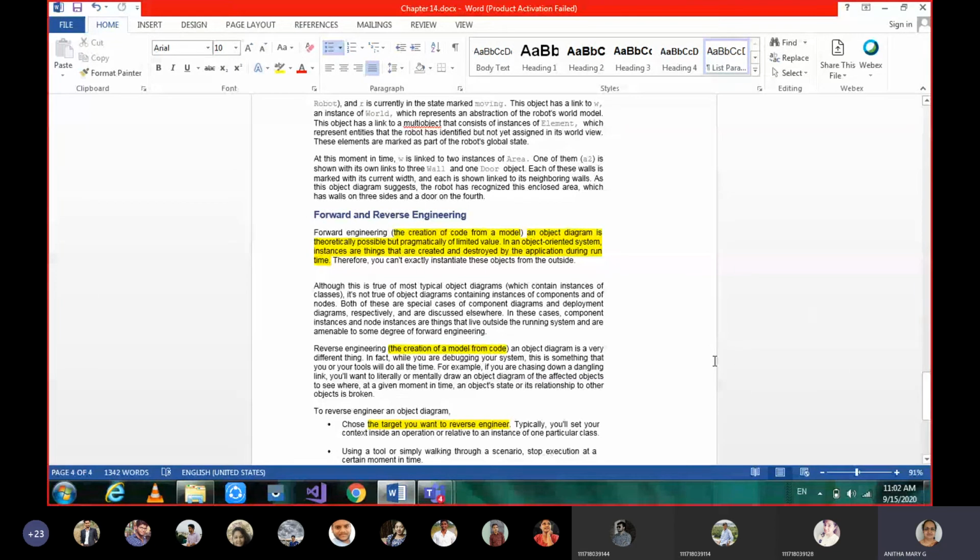Suppose you have some existing code and you want to change it into other code. In that case, we have to change that code into a model, and from the model, whatever code you want can be generated. So that is what reverse engineering is about.